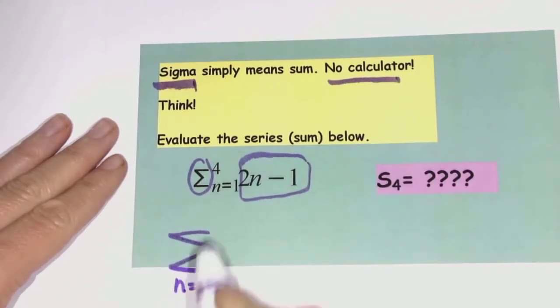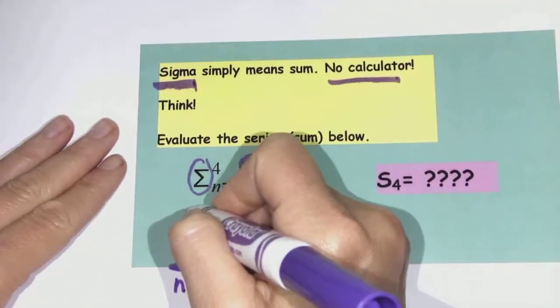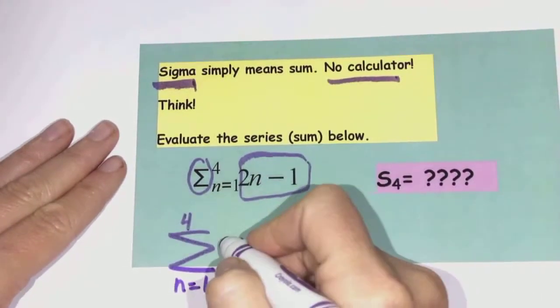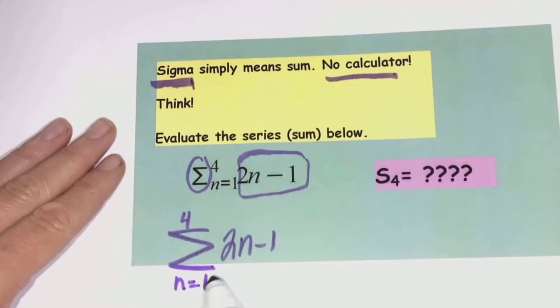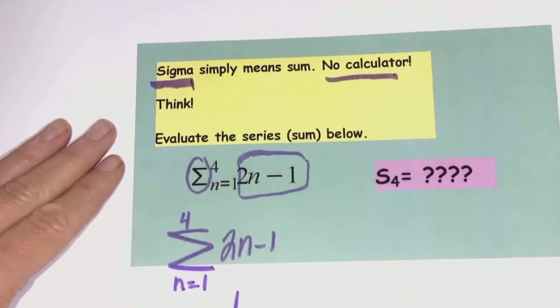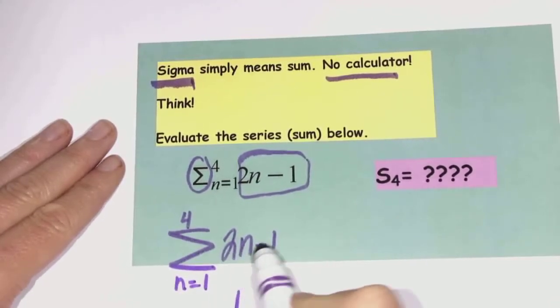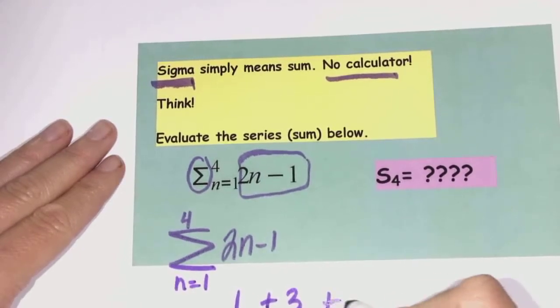It's written on the bottom, not off to the side here. And the upper index is up here. You simply need to plug the numbers in 1 through 4. If I plug in a 1, 2 times 1 is 2 minus 1 is 1. That's my first term. Plug in a 2. 2 times 2 is 4. 4 minus 1 is 3. That is my second term.